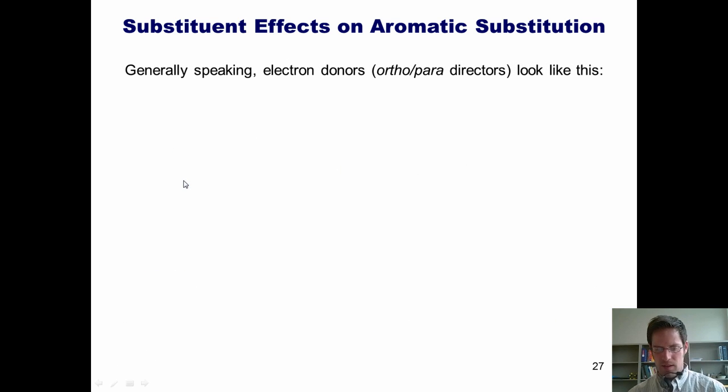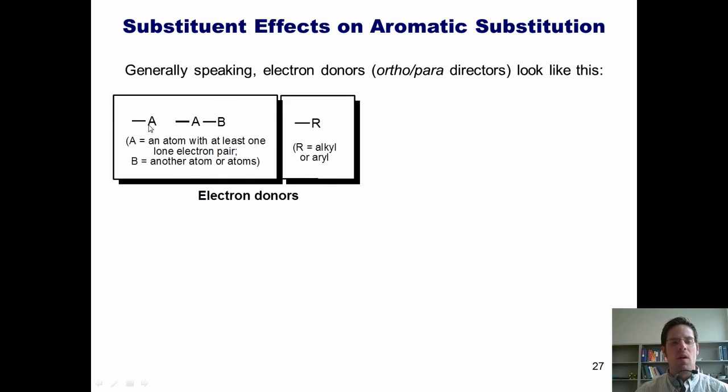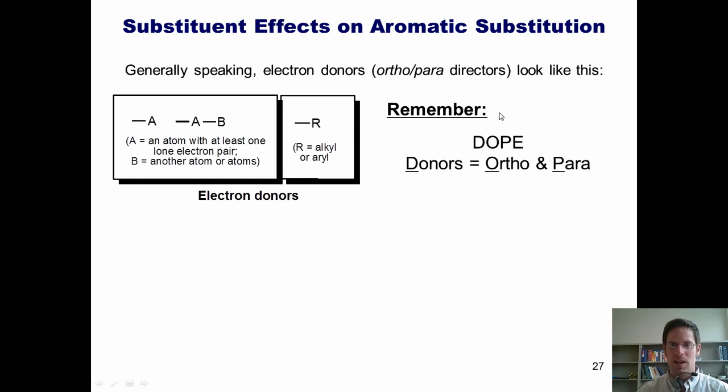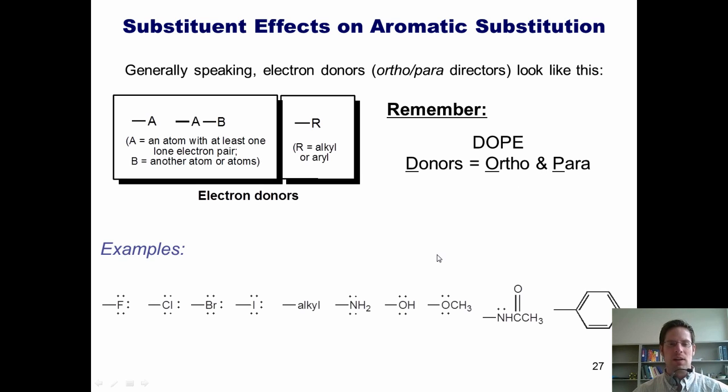Now, substituents that are electron donors, generically speaking, look like this. They're either an atom with at least one lone pair of electrons on it, or an alkyl or aryl group. So let's take a look at some of those examples. But before we do, I want to remind you of my own personal way of remembering that donors are ortho-para directors. And that is by remembering DOPE. Donors direct things to the ortho and para positions. DOPE. So here are several examples of ortho-para directors.